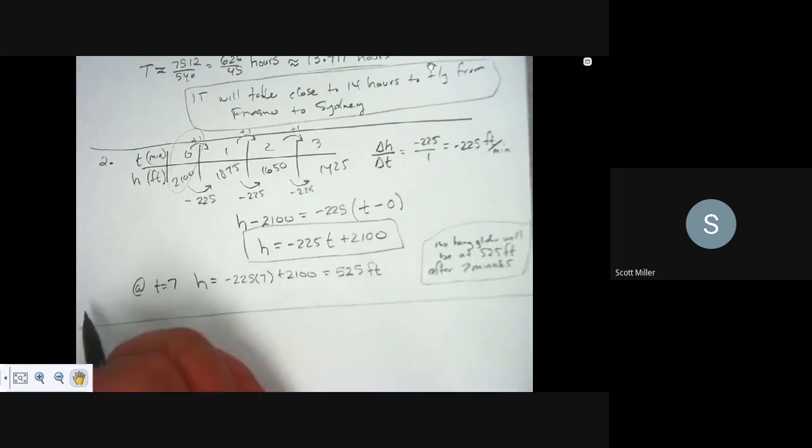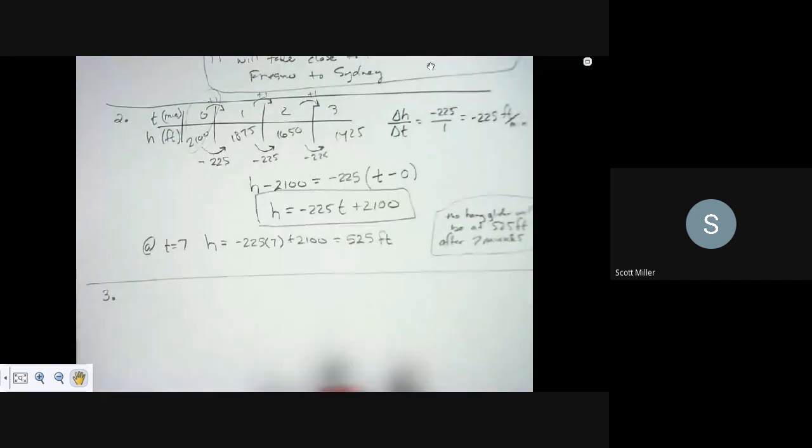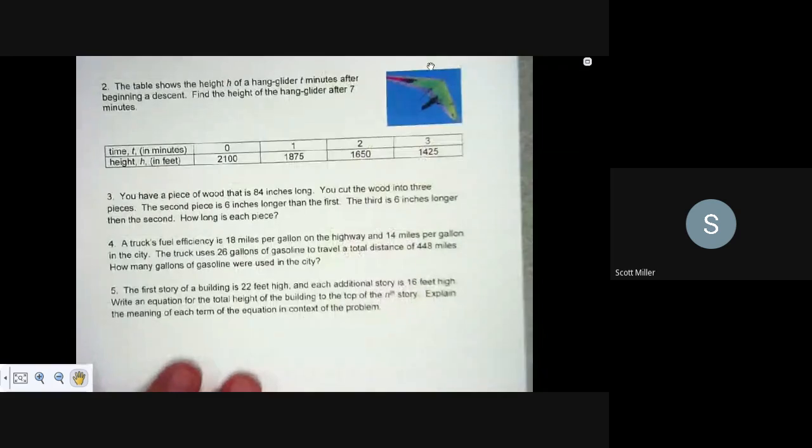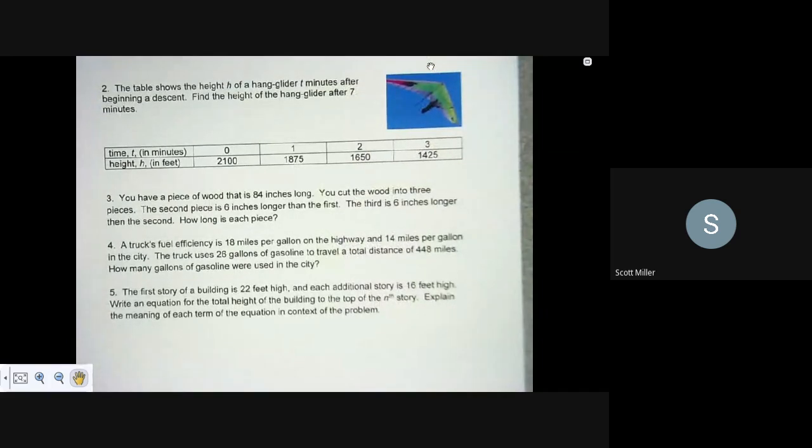Okay, let's look at number 3. You have a piece of wood that is 84 inches long. You cut the wood into 3 pieces. The second piece is 6 inches longer than the first. The third is 6 inches longer than the second. How long is each piece?